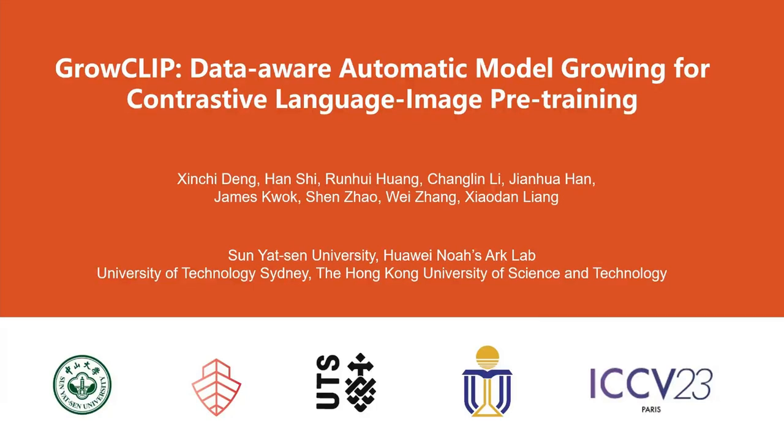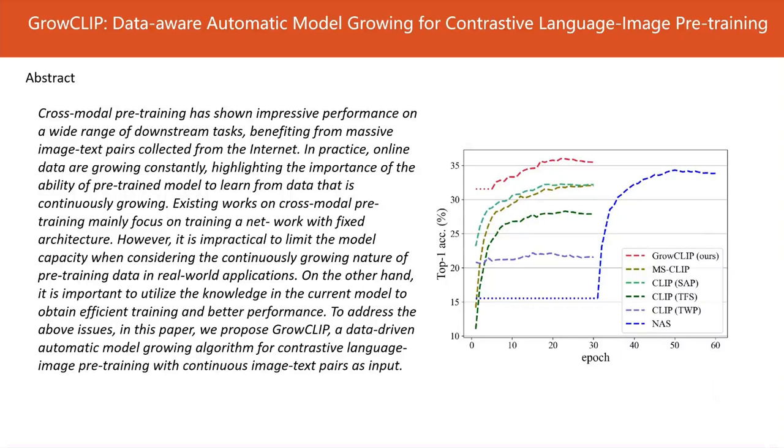Here I will present our work in ICCV 2023, named GrowCLIP: Data-Aware Automatic Model Growing for Large-Scale Contrastive Language-Image Pre-Training. Recently, large-scale cross-modal pre-training has shown impressive performance, and training these models requires a large amount of image-text pairs collected from the internet. However, it is impractical to regard cross-modal pre-training as disposable, one without considering the continuously growing nature of pre-training data or domain in real-world applications.